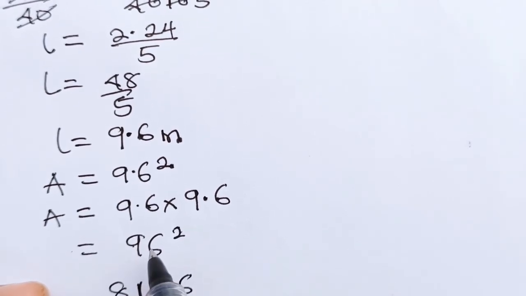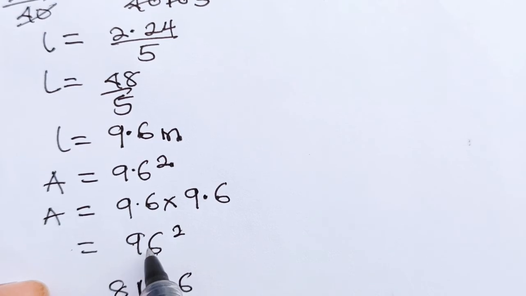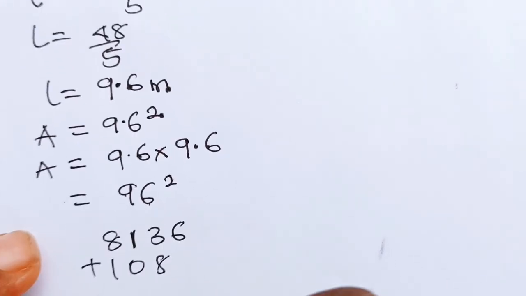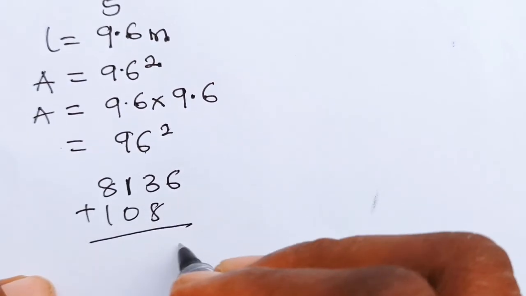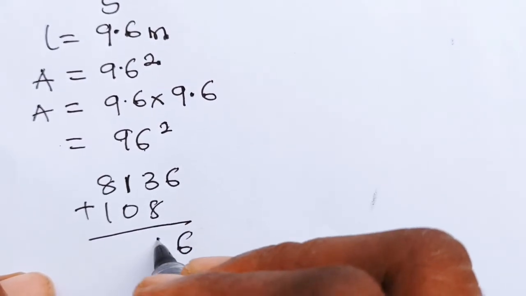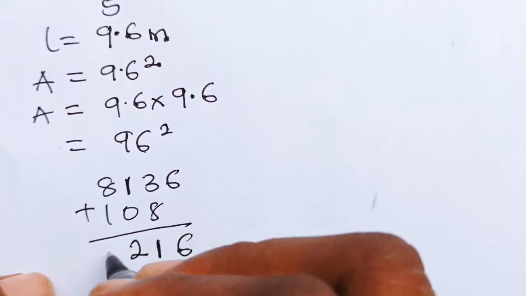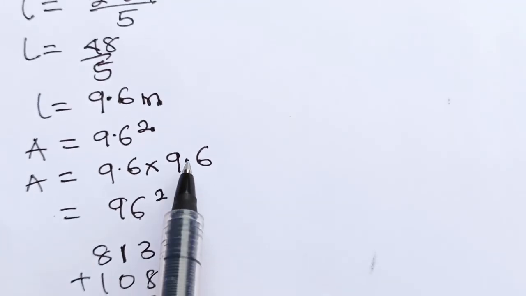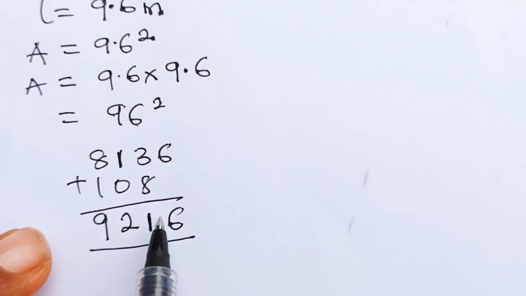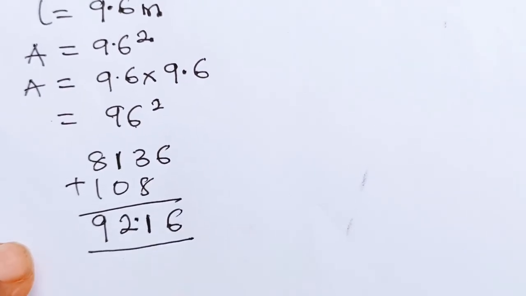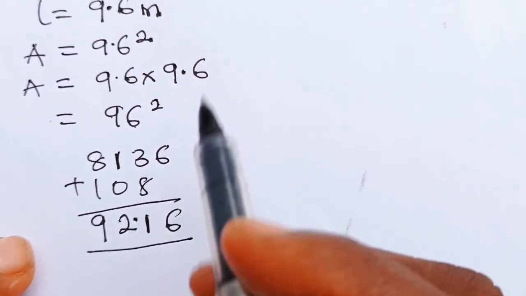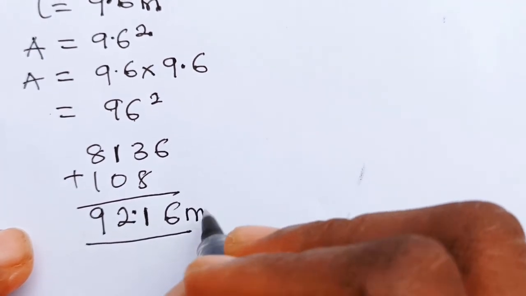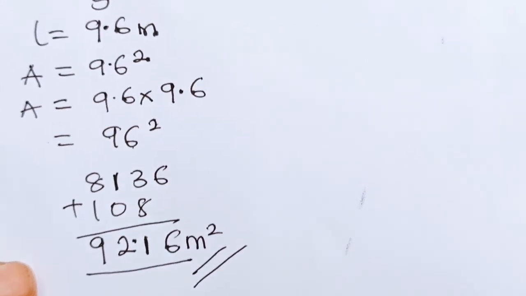Now 9 times 6 is 54 and 54 times 2 is 108. Okay, so we add. Now we bring down 6. 3 plus 8 is 11. Carry 1. We have 2. So it means that this is 9216. Now we have 2 decimal places here, so we count 1, 2, and that is where our decimal point should be. That means that the area is 92.16 square meters.